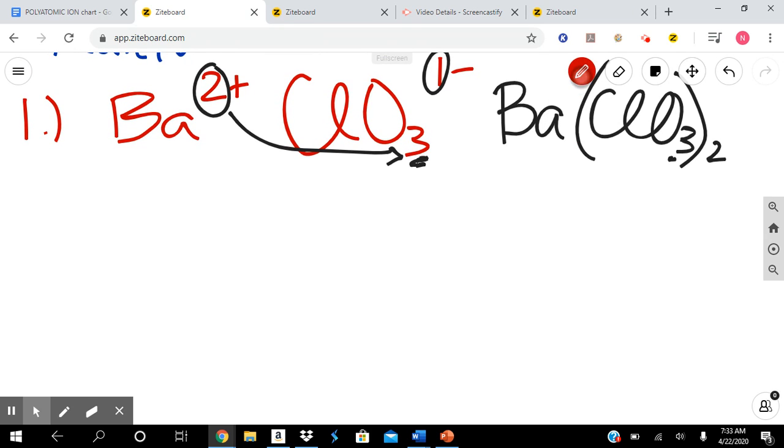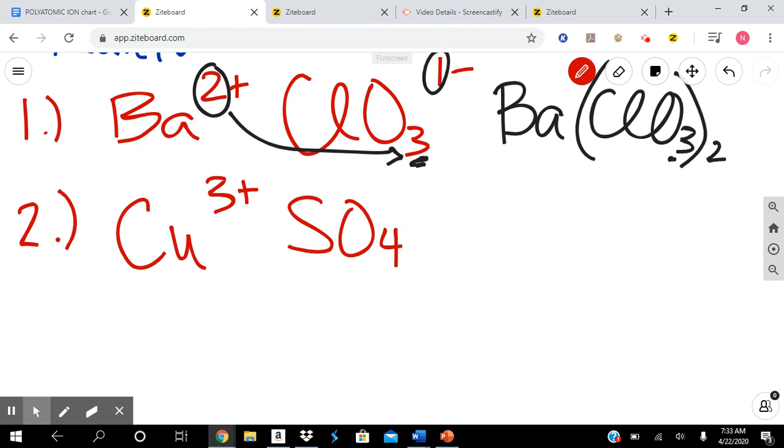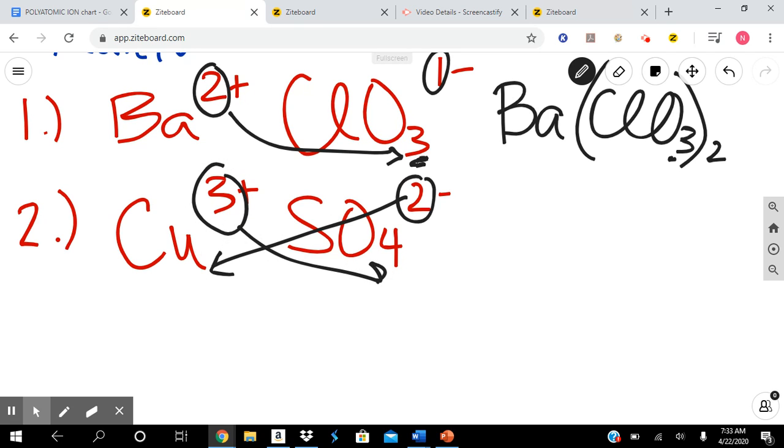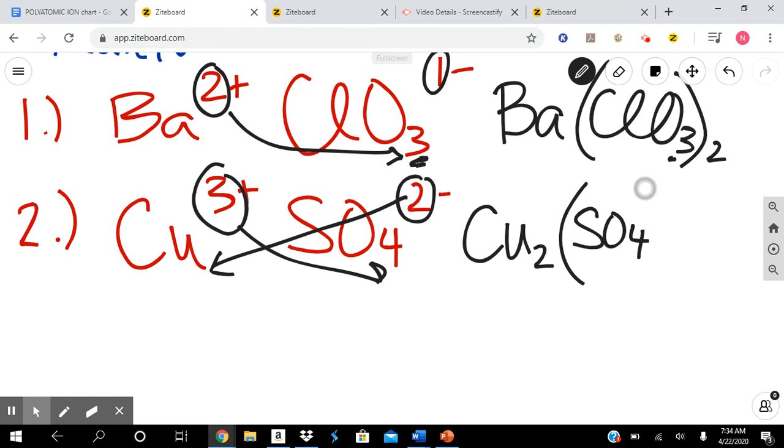All right. Number 2 was copper 3 sulfate. Okay? Nothing in this cancels, and there's no 1, so I have to do a double crisscross. So I have Cu2, parentheses. I put my sulfate ion in parentheses, and the 3 from copper goes on the outside.